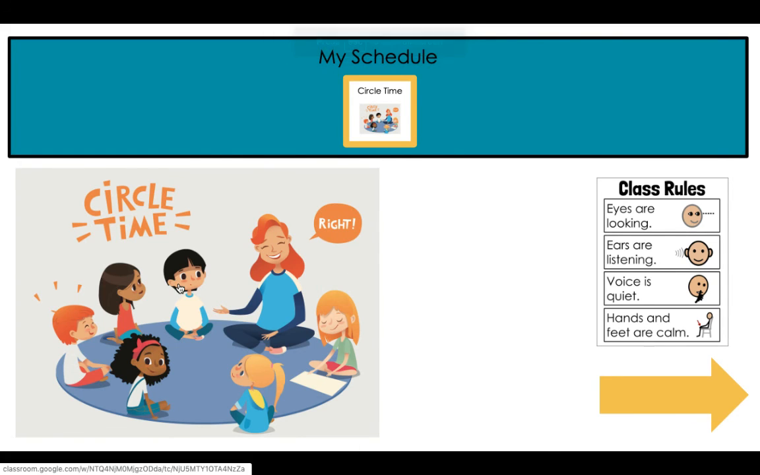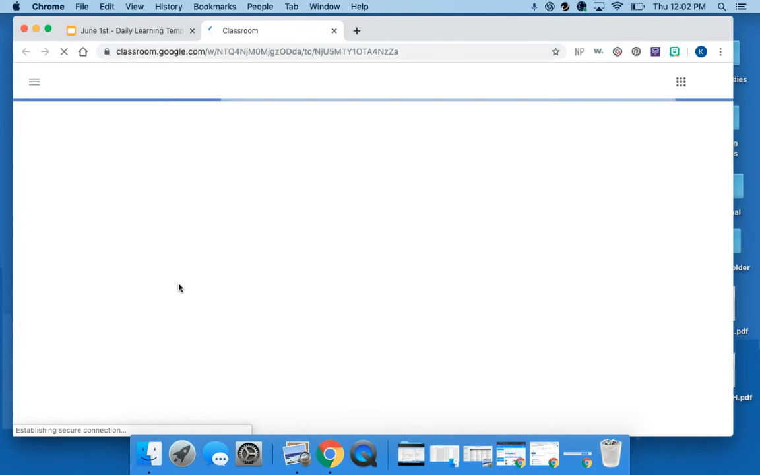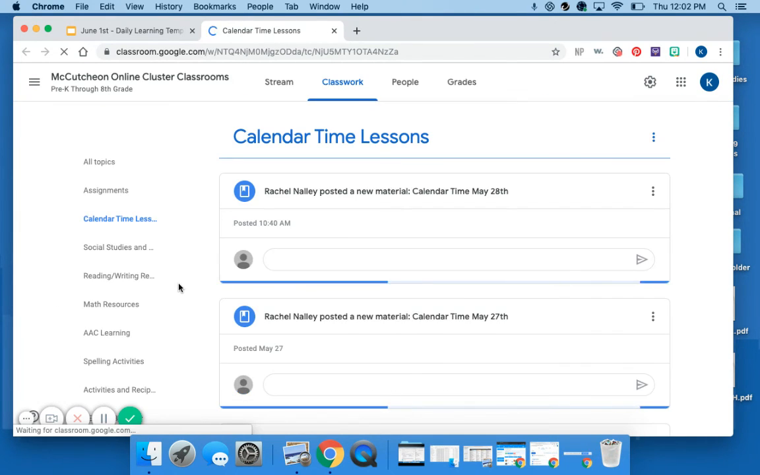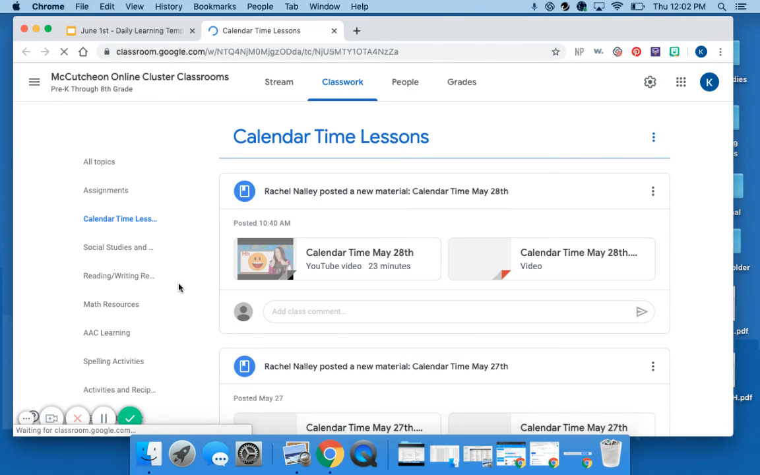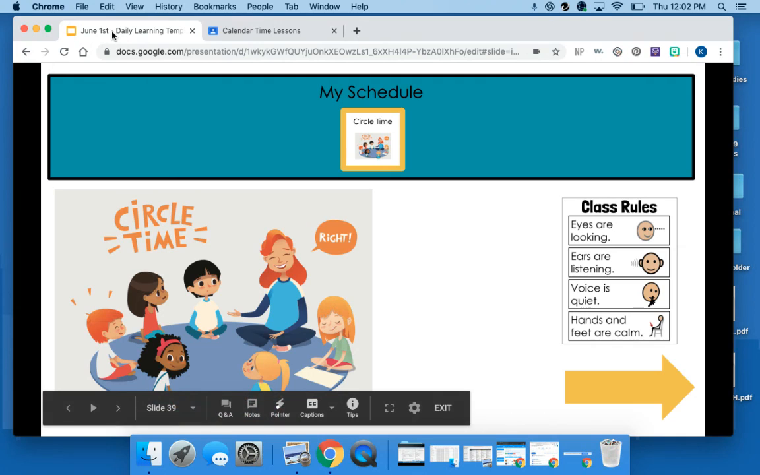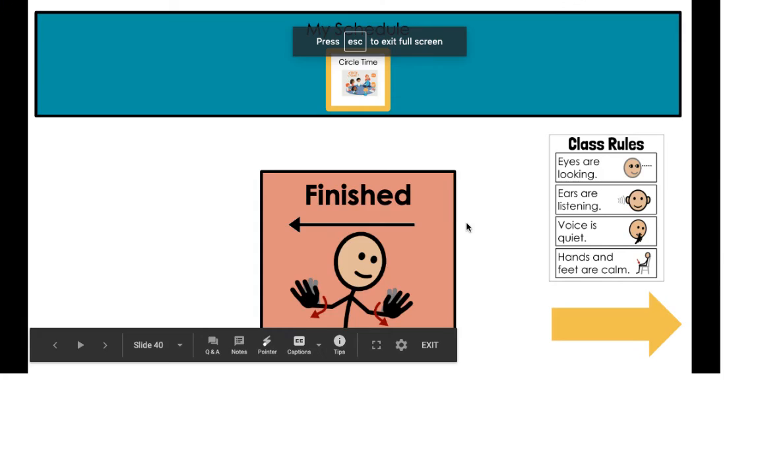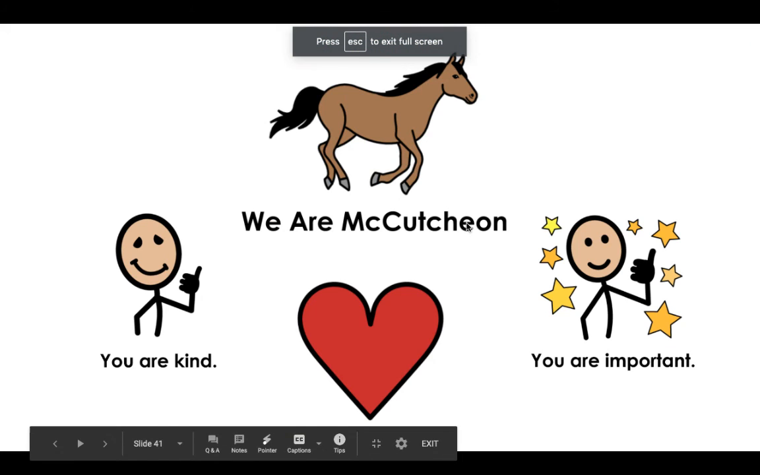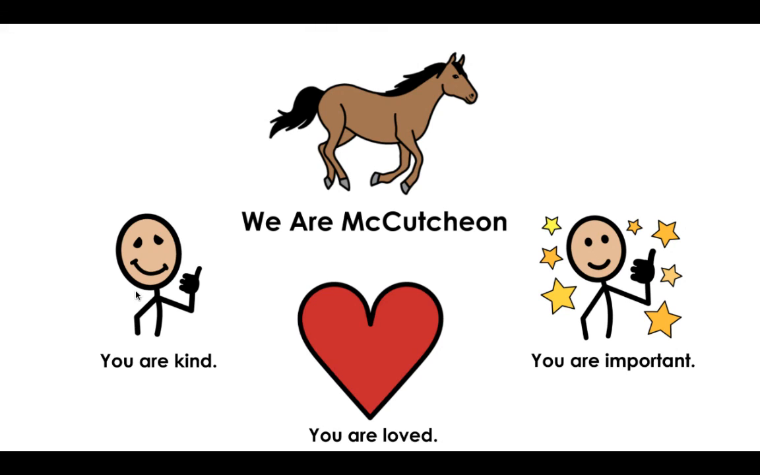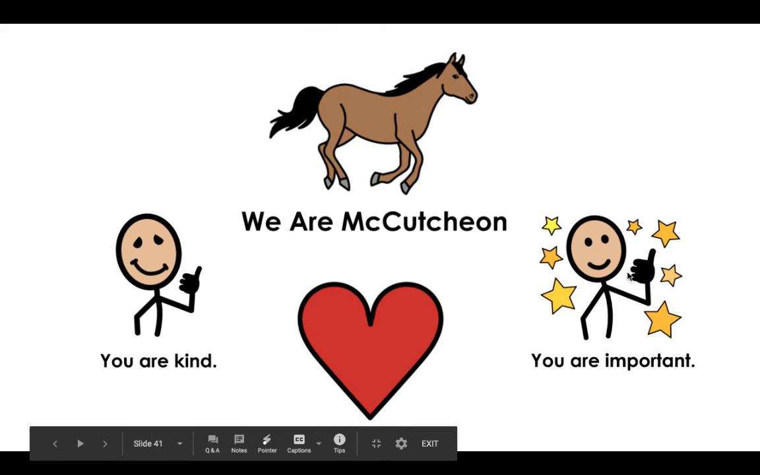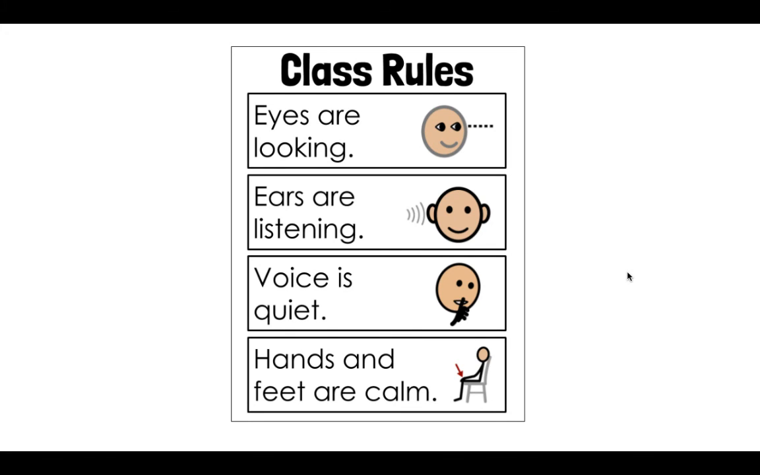And then we would go to circle time, and here is, if you click on this picture, it's a link, which would bring you again to Google Classroom, where as of right now, Miss Nally is posting daily calendar time videos. So you would watch the one for that day. The reason I put it at the end of the day is because sometimes we have differences in our schedule and aren't able to make the videos right at 9 a.m. So at the end of the day is a perfect time because those should be done. And then we're all done. And this is just something to remind your students of, that they are kind, they are loved, and they are important. And another visual of the class rules.